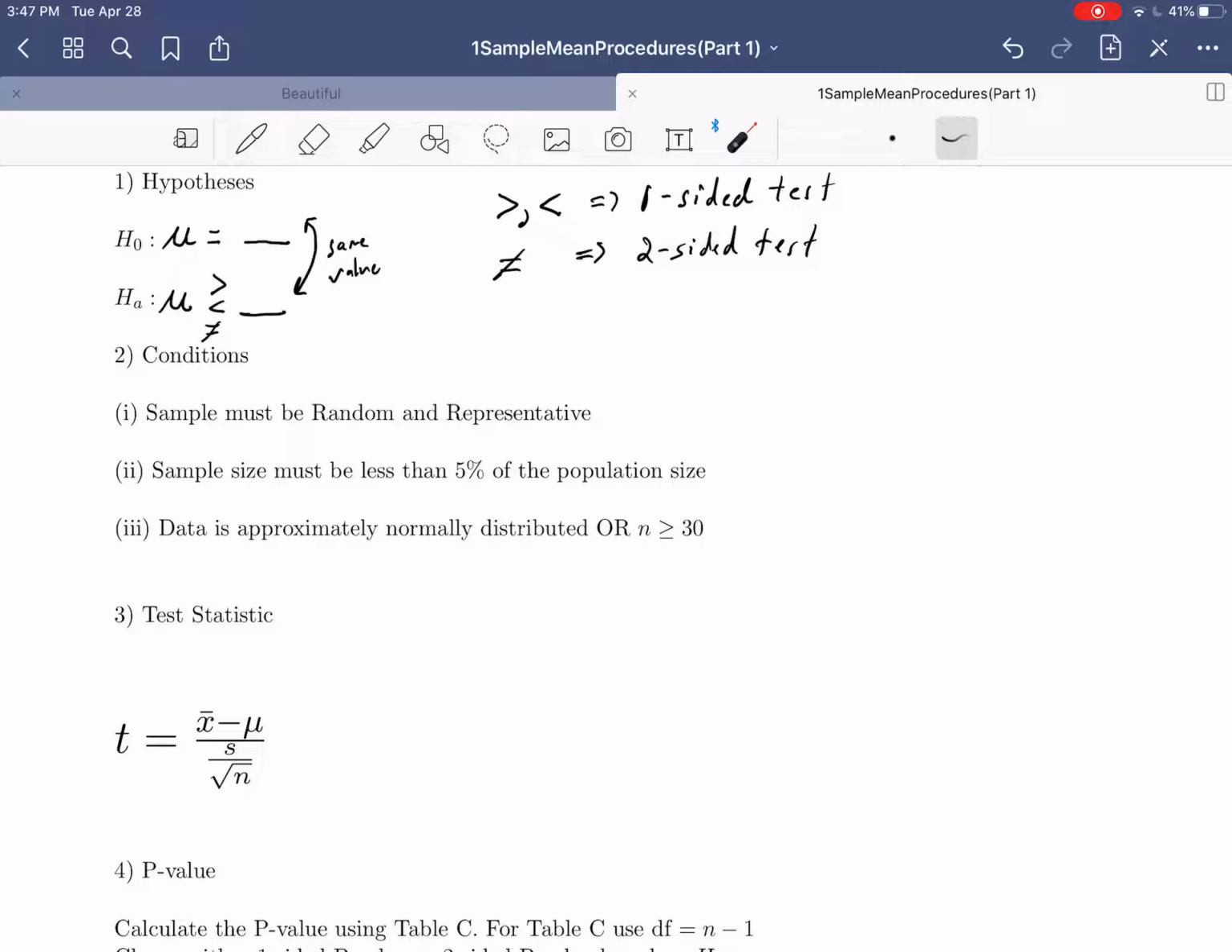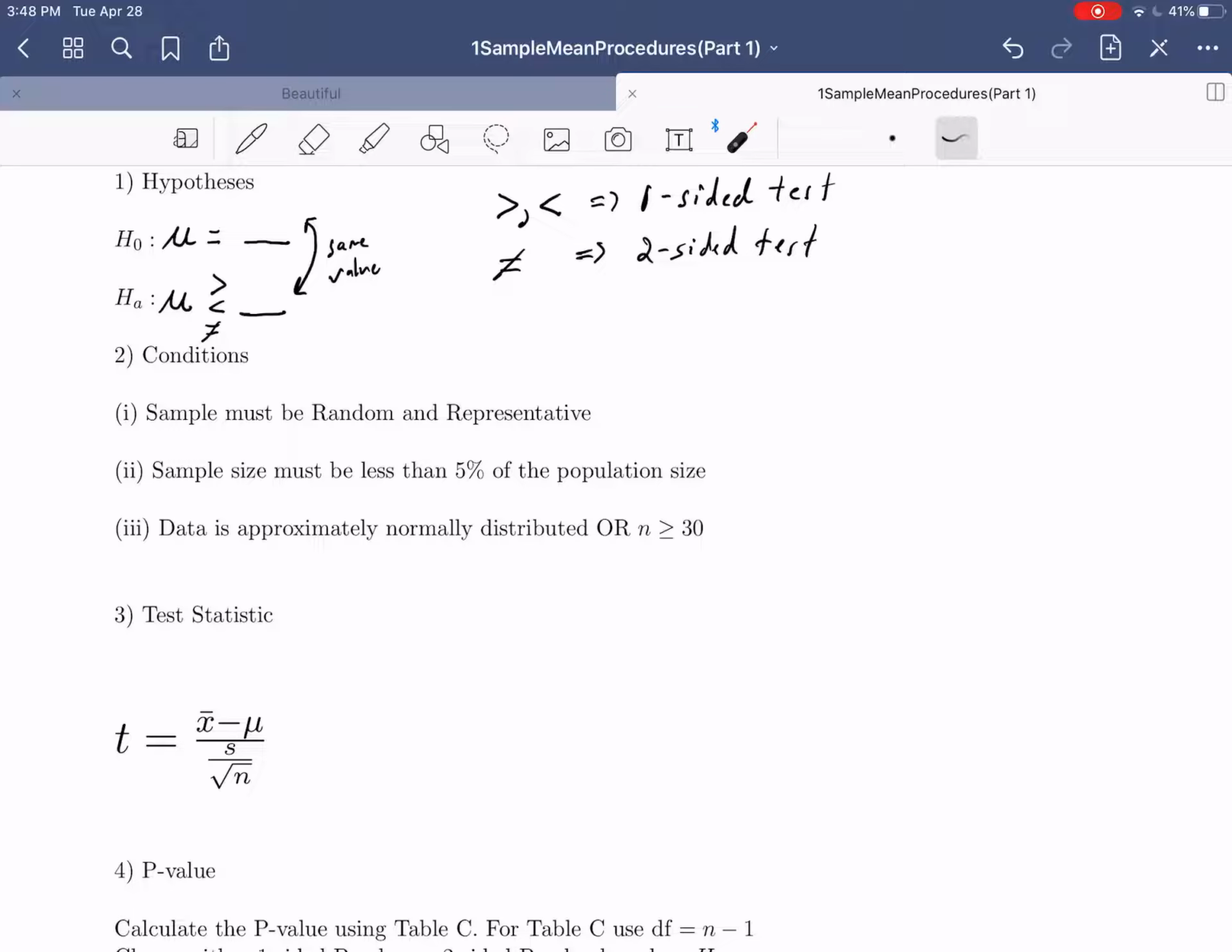In real life, being representative is of course a major issue, but in our class, it's too hard to diagnose that in a small problem set or an exam question or something like that. So as long as we mention it, we'll consider it okay. The second condition is that the sample size must be less than 5% of the population size.